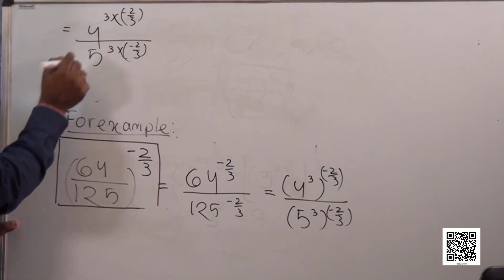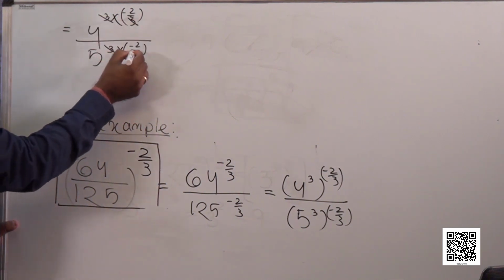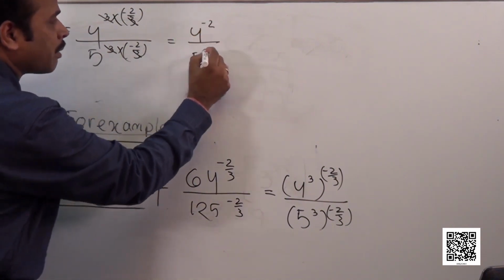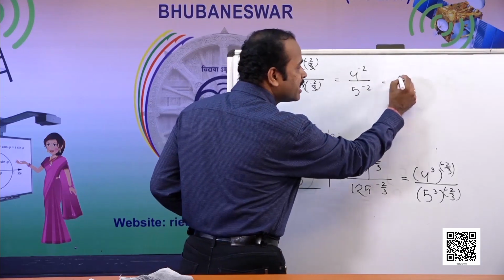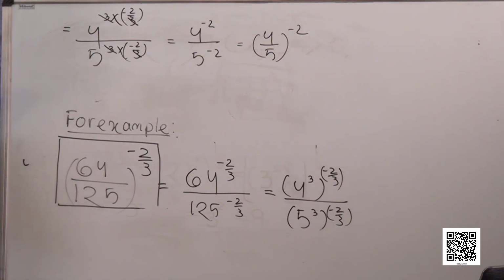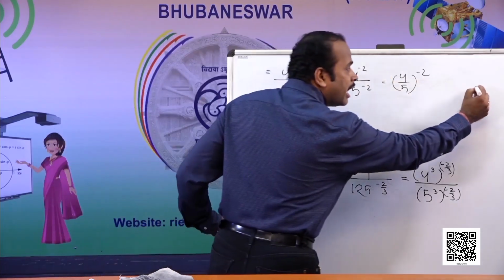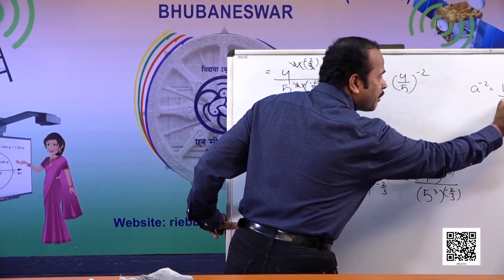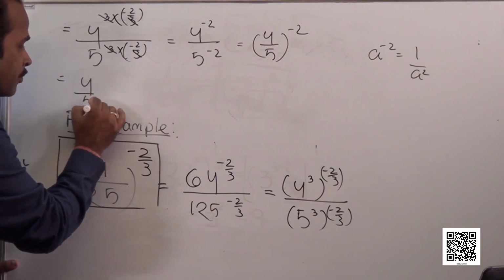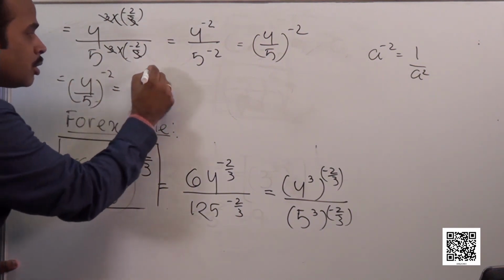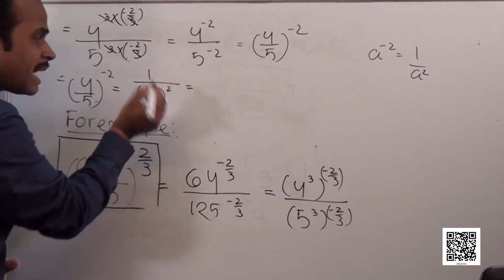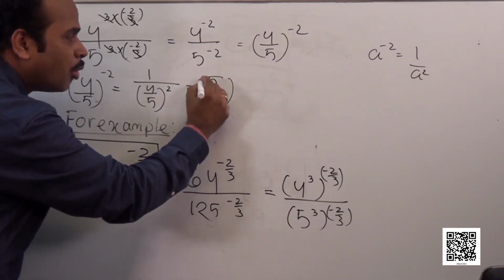Now multiplying, this 3 and 3 will be getting cancelled and this 3 and 3 will be getting cancelled. Finally, I will get 4 to the power minus 2 divided by 5 to the power minus 2, and this I can write as 4 by 5 whole to the power minus 2. As we have already known, a to the power minus 2 equals 1 by a to the power 2. We have already seen that, so we can use it here now. 4 by 5 whole to the power minus 2 is equal to 1 by 4 by 5 whole to the power 2. This I can write as 5 by 4 whole to the power 2.